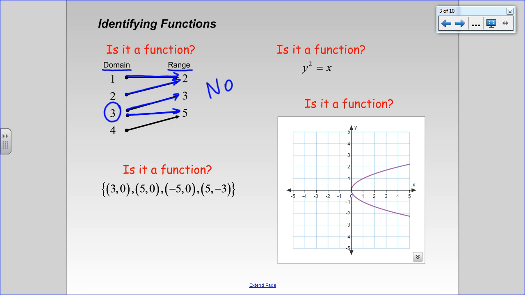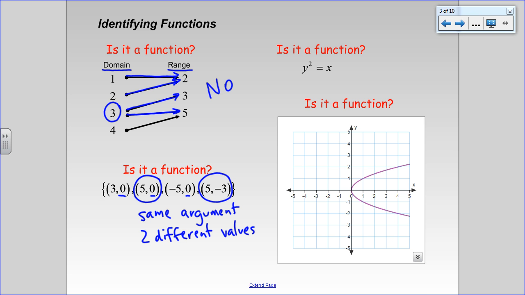How about the set of ordered pairs shown below? Well, we can see immediately that there are several ordered pairs that contain that same value, 0, even though they have different arguments. That's not a problem for a function. But if we look at the second ordered pair and the fourth ordered pair, we see that both of them have the same argument of 5, but they have different values. The first ordered pair, we see the value is 0, and the second ordered pair, the value is -3. Since that same argument is paired with two different values, we would say, no, this relationship is not a function.